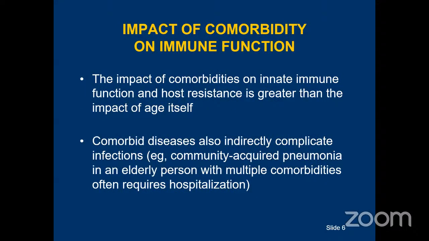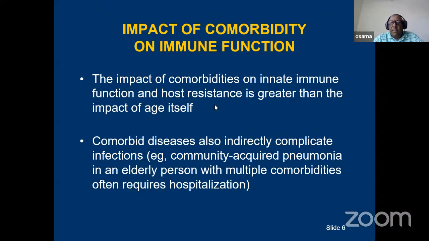Impact of comorbidity on immune function. The impact of comorbidity on innate immune function and host resistance is greater than the impact of age itself. So we thought that age is the main feature, but the impact of comorbidity on the immune system is greater than the impact of age itself on the innate immune system. Comorbid disease also indirectly complicates infections. Community-acquired pneumonia in an elderly person with multiple comorbidities often requires hospitalization.